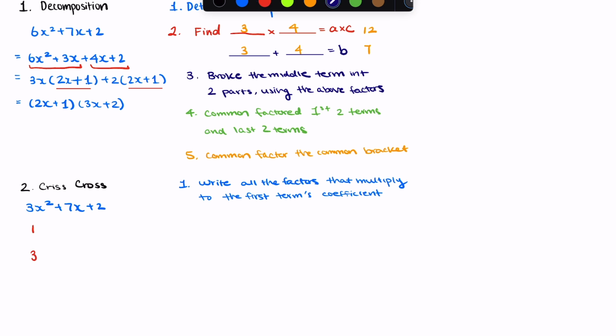The second step now is to think of all the factors, or to write down all the factors that multiply to the last term.